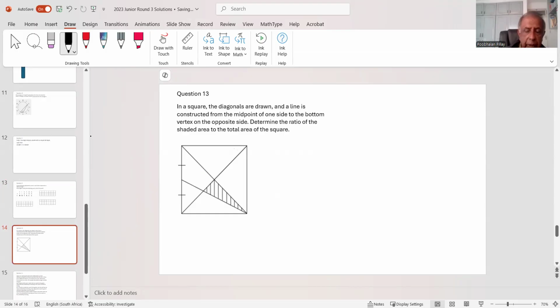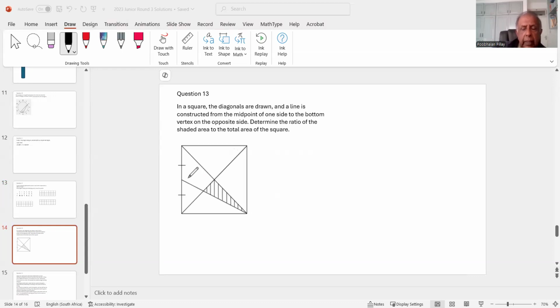This is 45, 45, 45, 45. It doesn't happen in a general rectangle. In a square, you will have that these two angles are the same. Even in a rhombus, these two are the same, but they need not be 45 because the angle need not be a right angle. In a square, they are 45. Okay, whatever it is, a line is constructed from the midpoint of one side, as you can see, to the bottom vertex of the opposite side, and determine the ratio of the shaded area to the total area of the square.